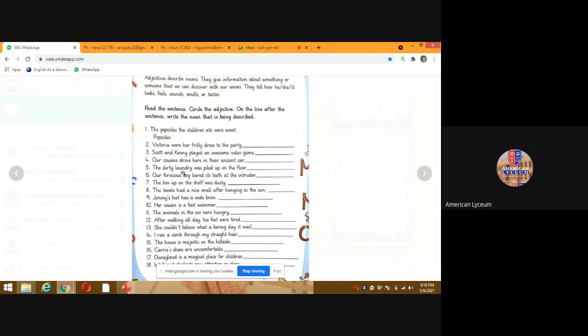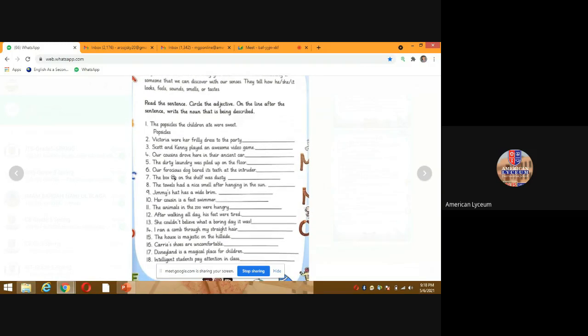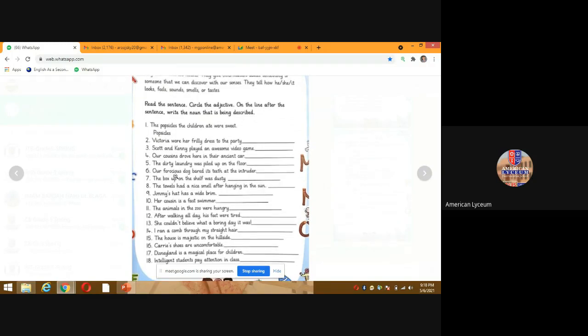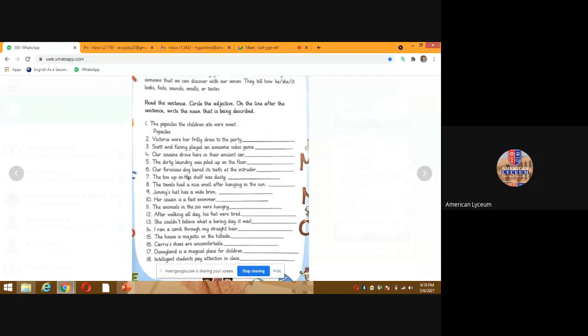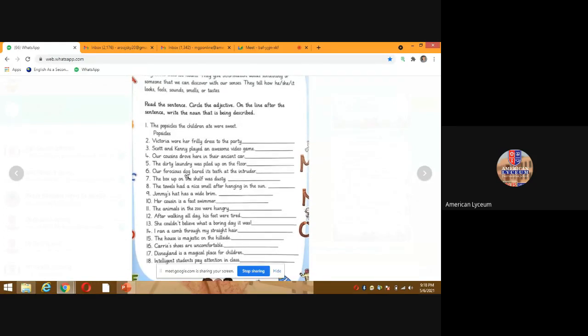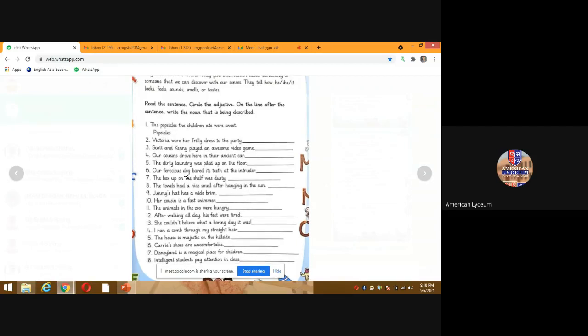Okay, class? Next. Our ferocious dog bared its teeth at the intruder. So ferocious is an adjective, circle ferocious, and dog is the noun it is describing. Okay, class? So let's focus. Okay, next.